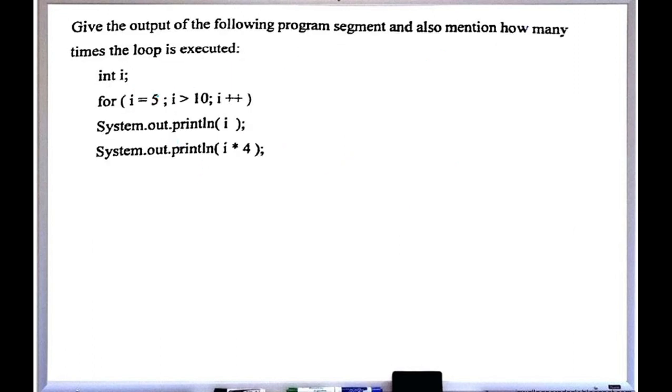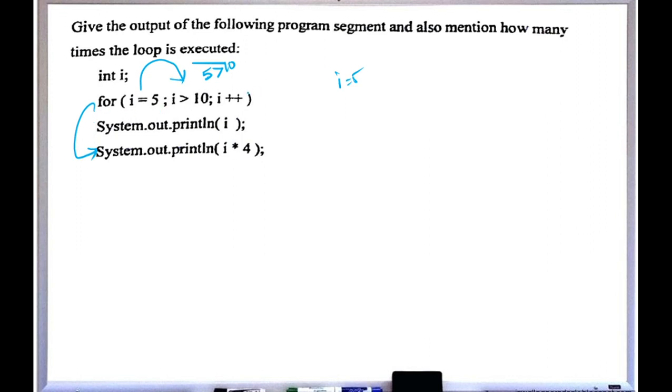Give the output of the following program segment, and the same question: how many times is it executed? Here you can see i is equal to 5. So we have an i value equal to 5. After that we go here and check the condition. Here, 5 greater than 10? Actually 5 is not greater than 10, so the condition is false. Once the condition is false we come to the next statement.